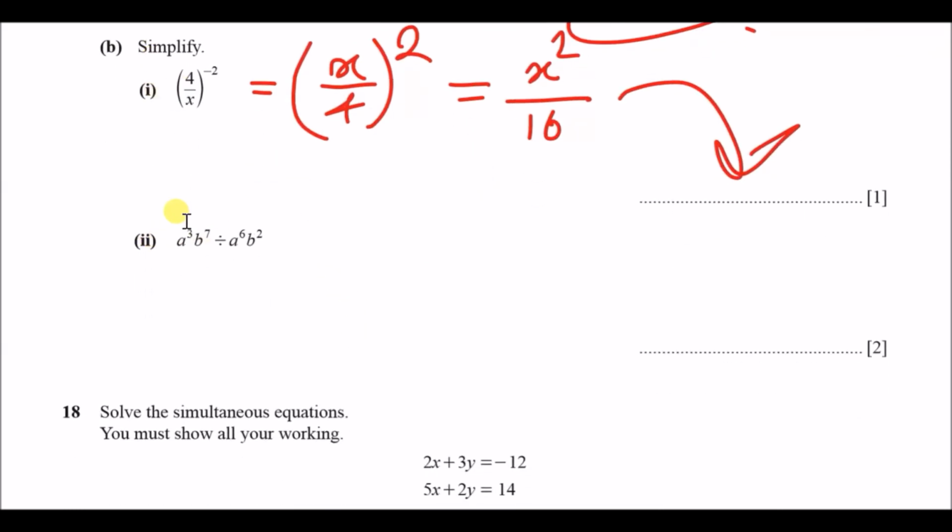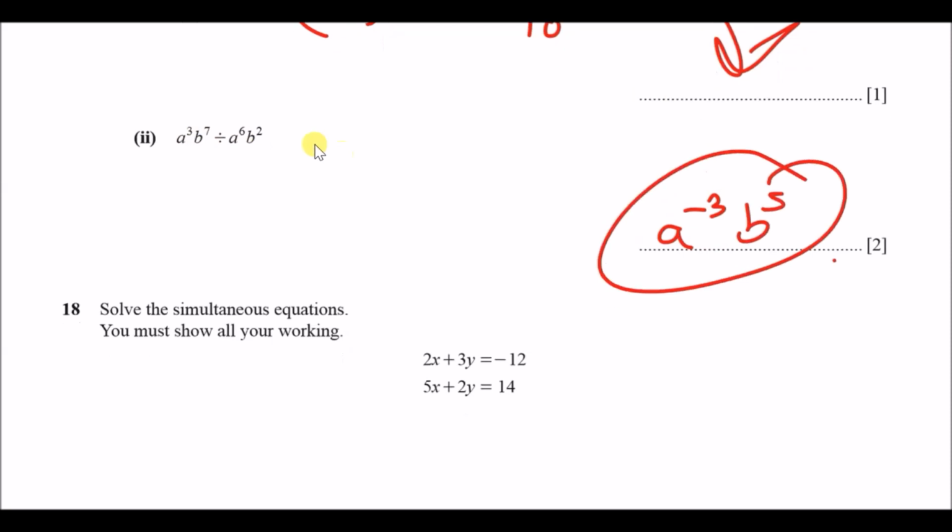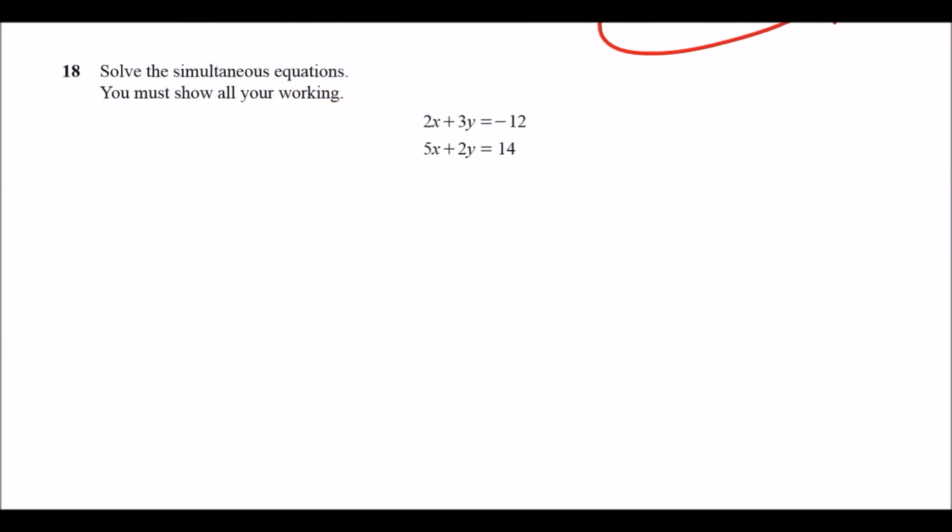Next one, simplify a to the power 3 b^7 divided by a to the power 6 b to the power 2. So like the first problem where we added the powers, in this case we subtract the powers when we divide. So do it term by term. So a^3 minus a^6 gives us a to the negative 3. b^7 take away b^2 is going to be b to the power 5. Yep, and that's all.